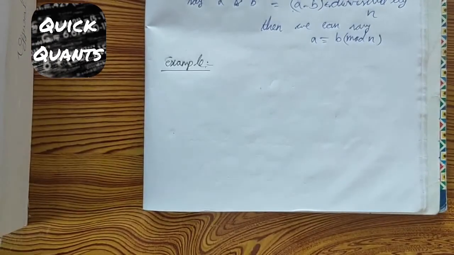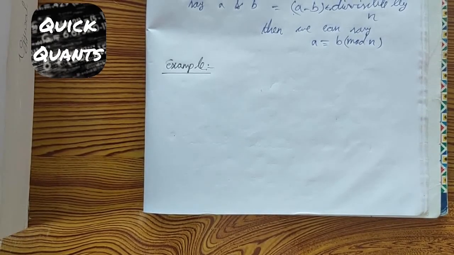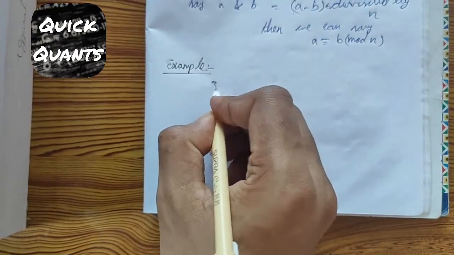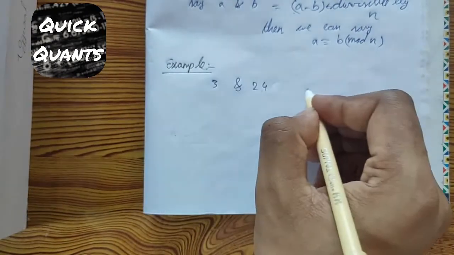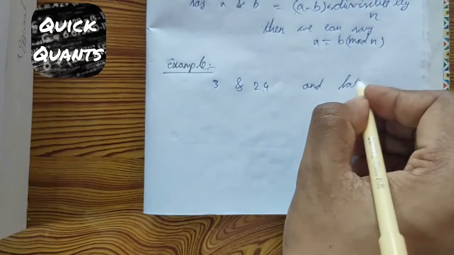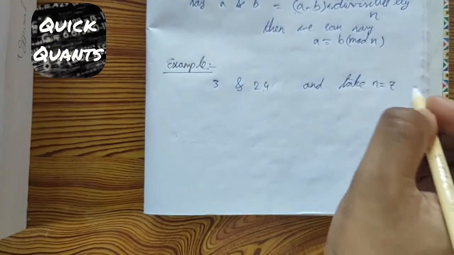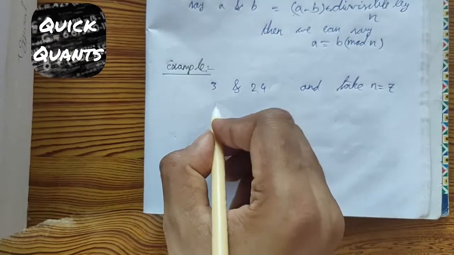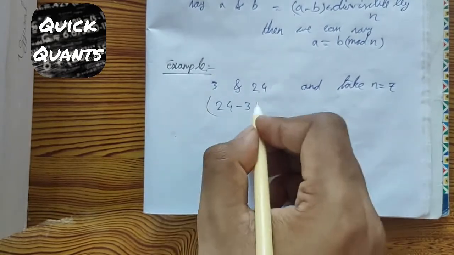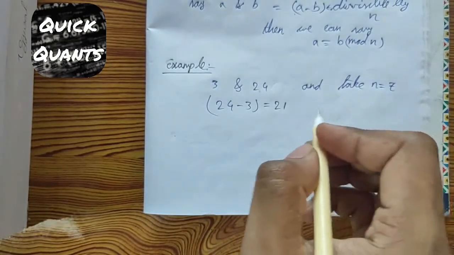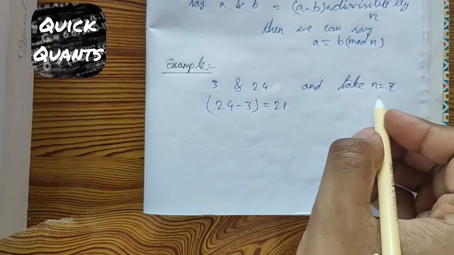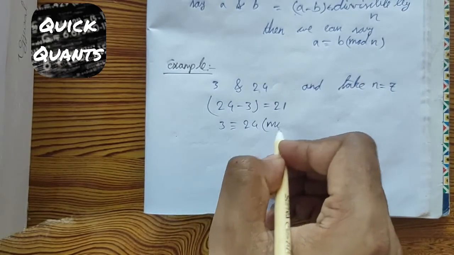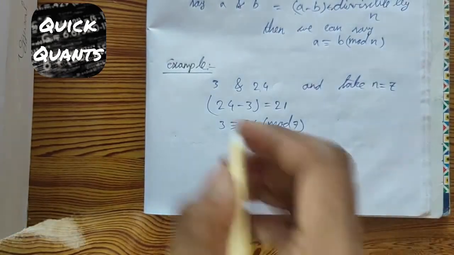Note that we are talking only about positive and negative integers, not any other rational numbers. So for the first example, we take two numbers as 3 and 24 and take n as 7. Now what we do, we subtract them. So subtracting 3 from 24 we get 21, and we can divide 21 by 7. So 3 is congruent to 24 mod 7. Okay, let's take another example.